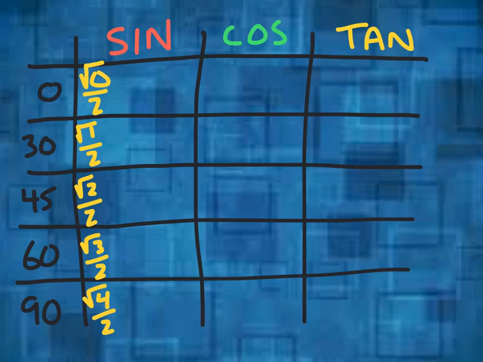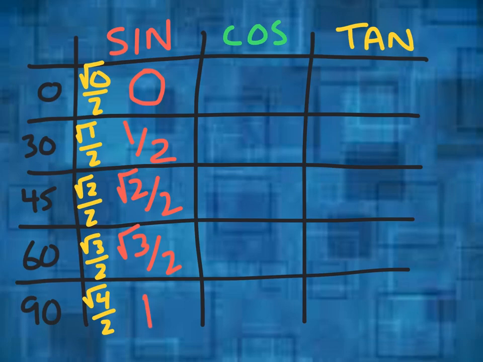And what's kind of cool about that is that this simplifies to 0, because the square root of 0 is 0, divided by 2 is 0. Square root of 1 is 1, so this simplifies to 1/2. This stays as it is, root 2 over 2. This stays as it is, root 3 over 2. And the square root of 4 is 2, and 2 divided by 2 is 1.